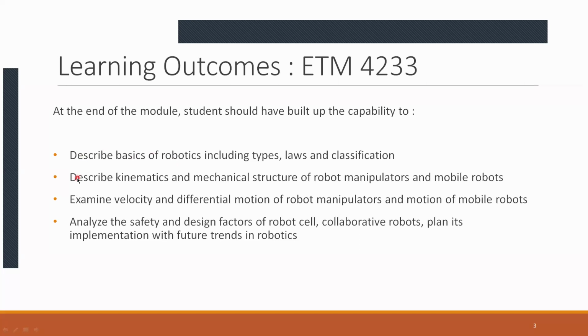So learning outcomes. You have three learning outcomes which are related to describing stuff. You should be able to describe the types of robotics and the classifications of robotics. This is what we'll be doing today. The focus of lecture one would be on giving you the knowledge required to obtain this learning outcome.